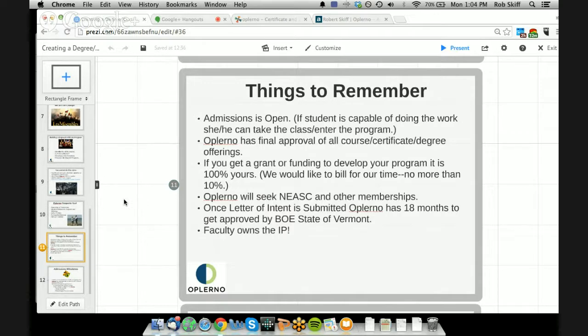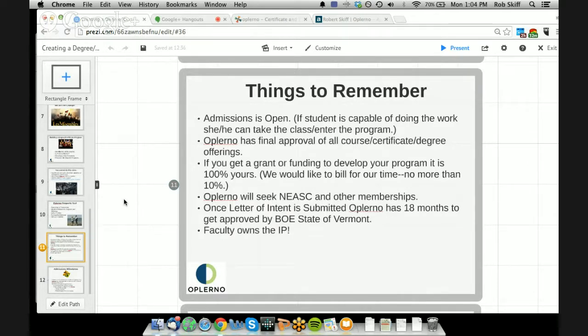So we're not interested in taking 40%. Okay, the VIG, if you will. We're not interested in that. We're not interested in 30%. If you've written the grant and you're going to create a program for Oplerno, and you're developing it, we're going to make sure that you get, and we'd like it to get, at least 100% of the funding minus whatever our costs are, and we'll be very transparent with those costs.